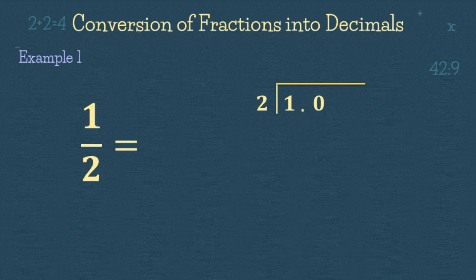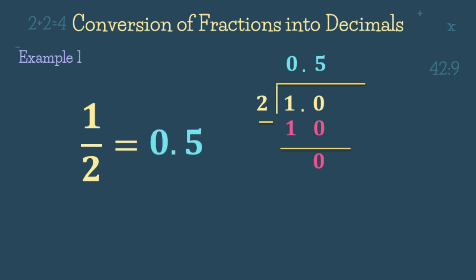Can 1 be divided by 2? Cannot be, so we proceed to the next digit after the decimal point. Is 10 divisible by 2? Yes, the answer is 5. So we put 5 on top of the division bar, adjacent to the 0 in the dividend. 5 times 2 is 10. Subtracted to 10 above, the answer is 0. The remainder is 0, and now we're done. So 1/2 is equal to 0.5 or 5/10.